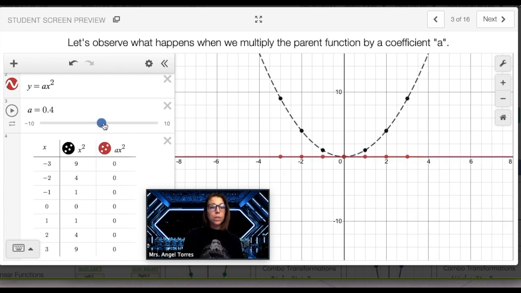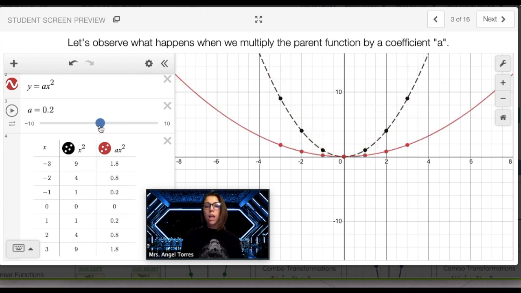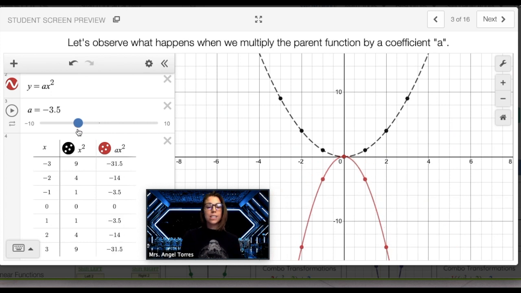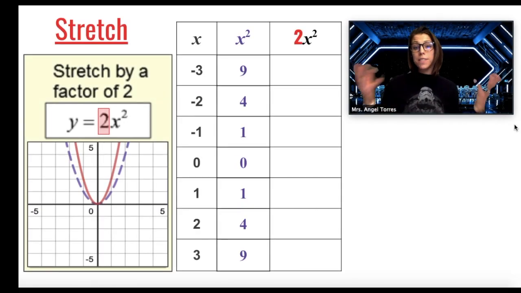So again, the three transformations that we'll be exploring are the stretch, the shrink, and the reflection. Now that we've seen all three, let's take a closer look at each individual one. The first one is the stretch.